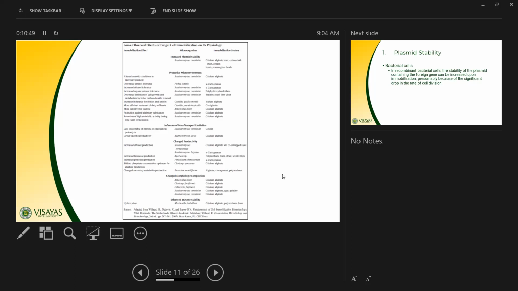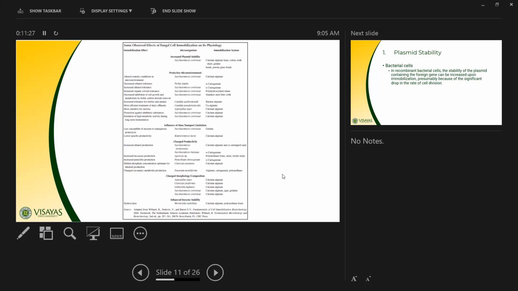And many more. There are many observed effects in terms of increased plasmid stability, protective microenvironment, influence of mass transport limitation, change of productivity, and change in morphology and composition. There is also an enhancement of enzyme stability. Later I will also give the detailed journal article which you can read, so you can have a better perspective and wide understanding of the different effects, right?